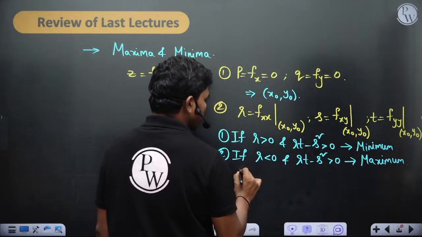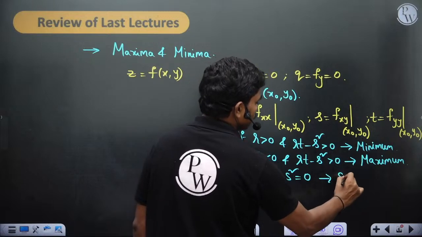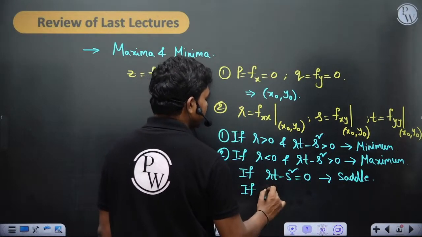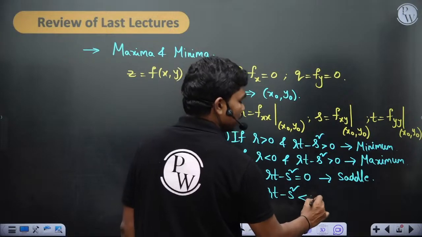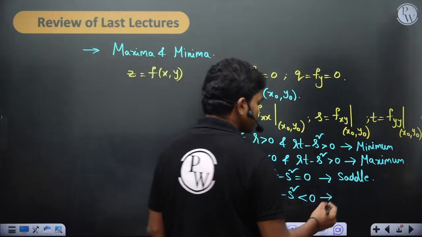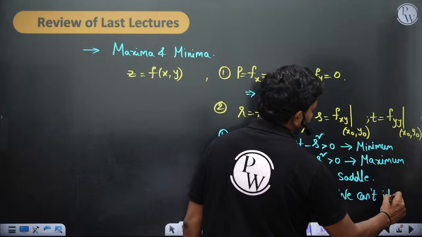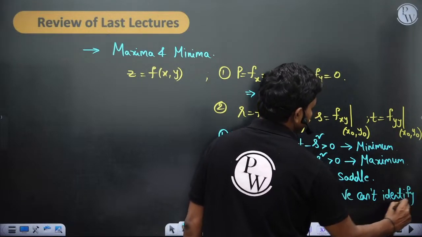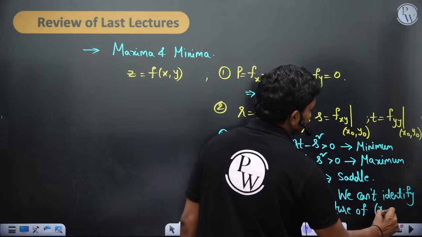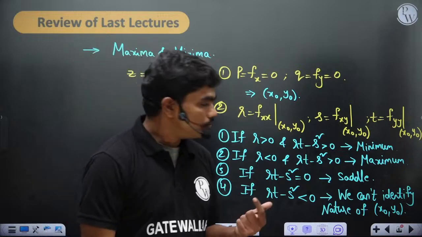Then if rt minus s square is equal to 0, we get a saddle point. And if rt minus s square is negative, then we can't identify the nature of the function, that is, the nature of this stationary point x0 y0. These are the points I have given you in order to calculate the maxima and minima.